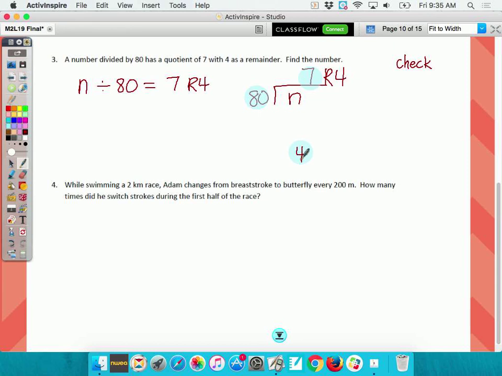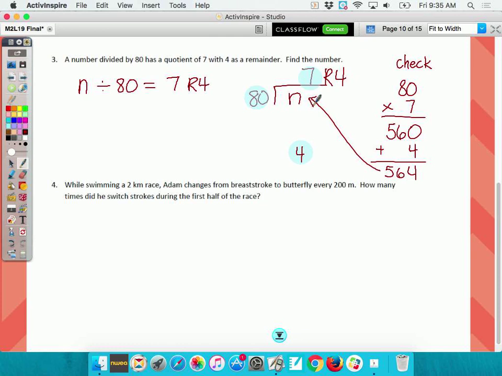Okay, so how can I check this problem, Halen? What am I going to multiply here? 80 times 7. What's 8 times 7? Hayden, write this down. 560. What do you think I do next, Jay? Plus 4, because I have to add my remainder. So I get a total of 564. Could that possibly be what N is? Yes.